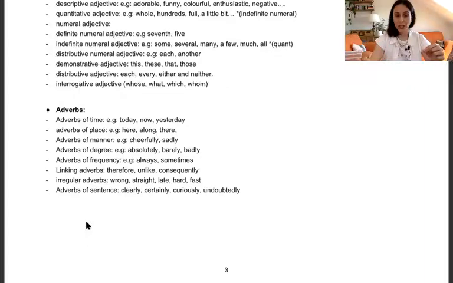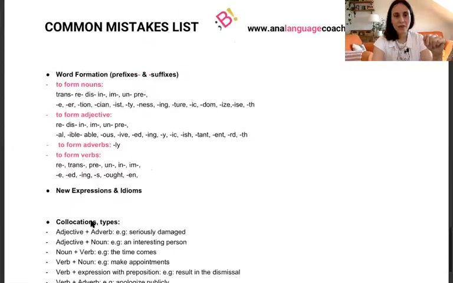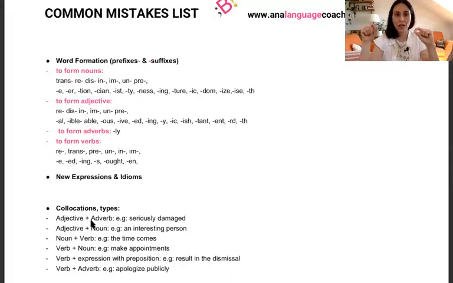Clearly, certainly, curiously, undoubtedly. They introduce a new sentence, so you could say, clearly, this has been the most beautiful day of the year, or certainly, and then you express something. So that's how I have organized the adverbs. And then last but not least, we have word formation, prefixes and suffixes. Very important that you have in mind how to form nouns, adjectives, adverbs, and verbs. And remember, nouns and verbs sometimes come from the same root. Then we evolve to adjectives, and from the adjectives we evolve to adverbs. So that's how it usually works.